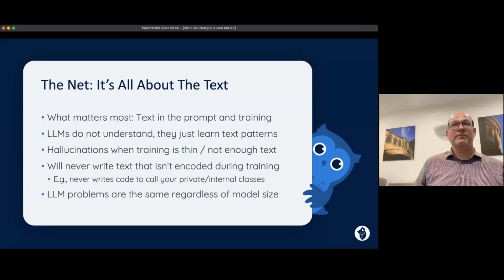And also, because of the way it's trained, it will never write text that hasn't been encoded in training, right? So, for example, in a coding context, if you've got internal libraries that you use at your organization, it's never going to write code to call those because it's never seen that code before, right? And then large language models are the same regardless of model size. The kind of problems that we see with large language models, there are papers back from 2014 and earlier that talk about some of these issues well before large language models came along, well before GPT-2. So it's all about the text.